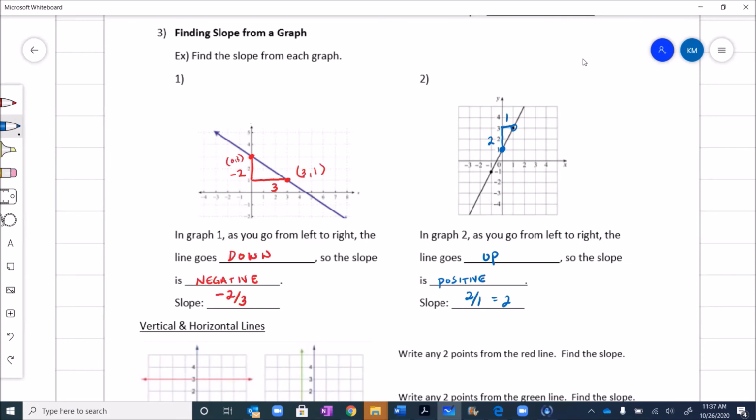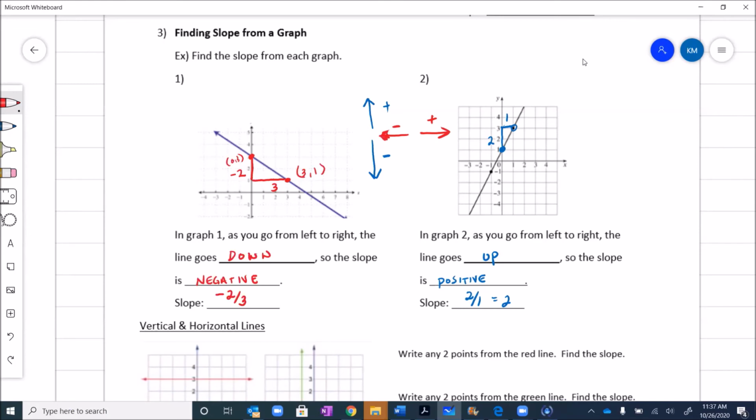Remember that in our graph, when it goes up, it's positive. When it goes down, it's a negative direction. When it goes right, it's positive. When it goes left, that's in a negative direction. Okay, so that's how you can keep that straight in your mind.